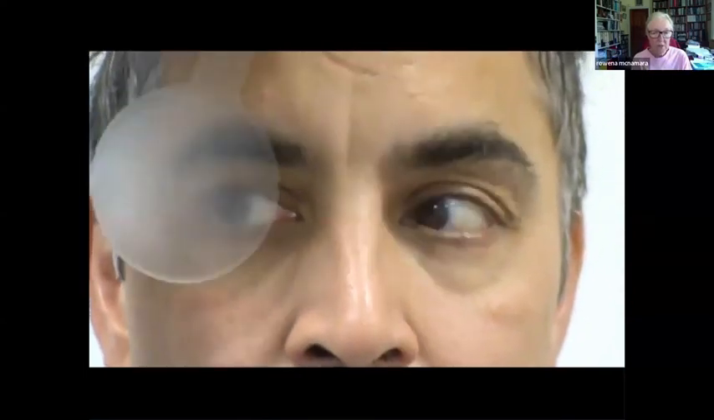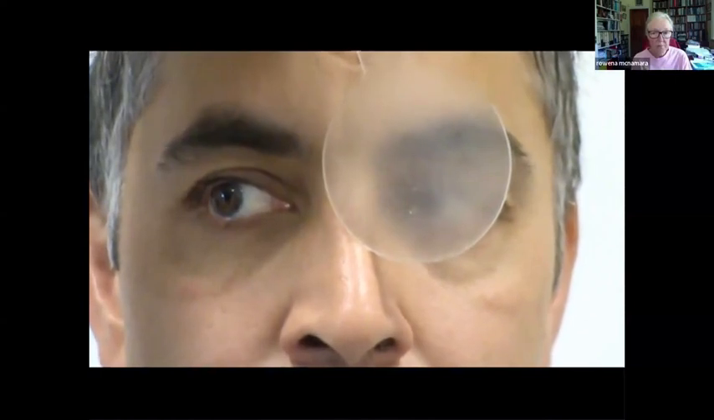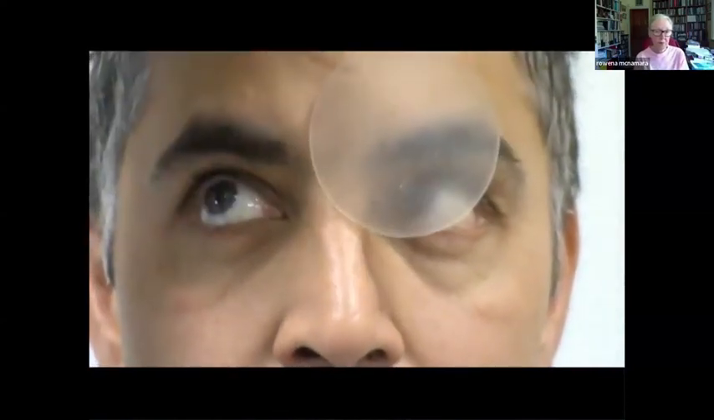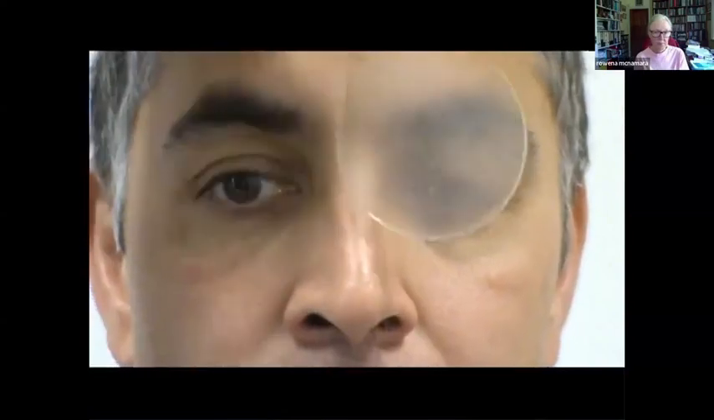Looking to the right, there is no vertical. Just has esophoria. Exophoria looking up. Good. Okay, and that's all for today.